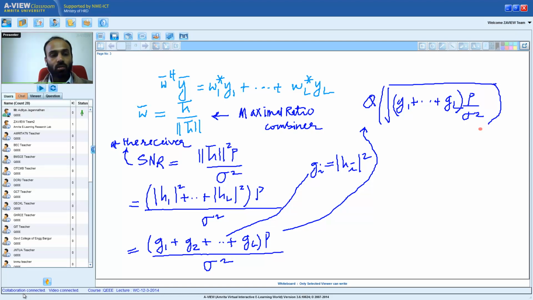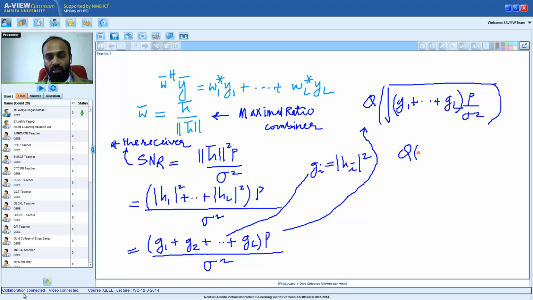So this current bit error rate is basically a function of the channel gains g1 up to gL, that is given as Q of square root of SNR at the receiver, which is nothing but Q of square root of (g1 plus so on up to gL) times P over sigma square. And now I can use the Chernoff approximation for this.